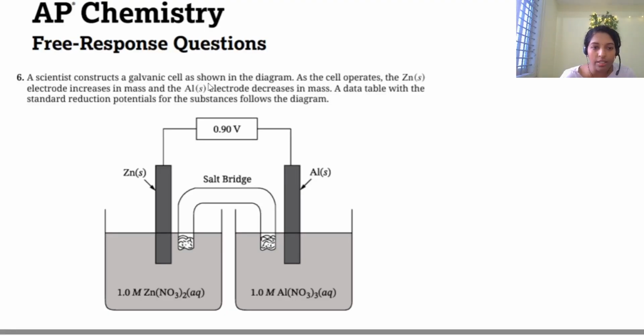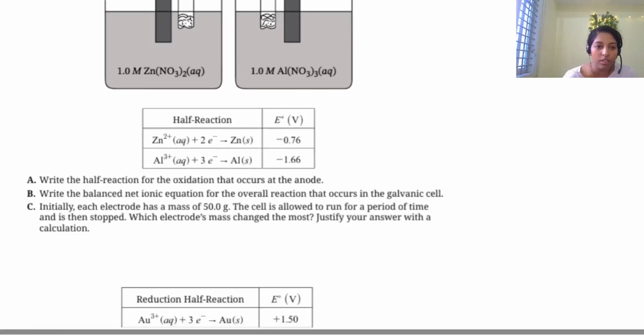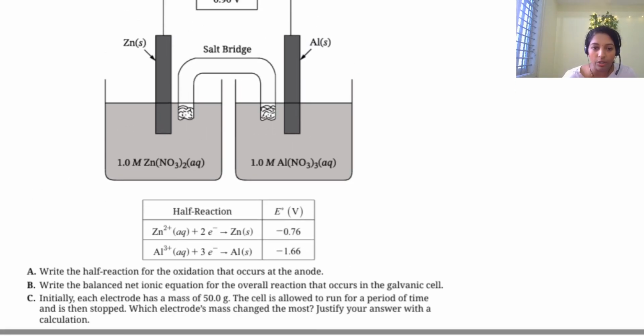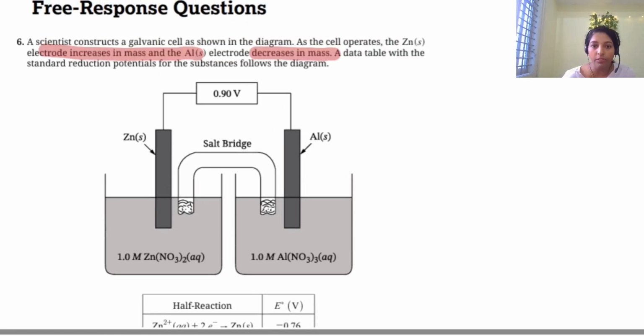A scientist constructs a galvanic cell as shown in the diagram. The cell operates: the zinc electrode increases in mass, the aluminum electrode decreases in mass, and the table is given. The first part: write the half reaction for the oxidation that occurs at the anode. So which one is undergoing oxidation and which one is reduction? That's the first problem. Zinc or aluminum? How do you know? They gave a clue: the zinc electrode increases in mass.